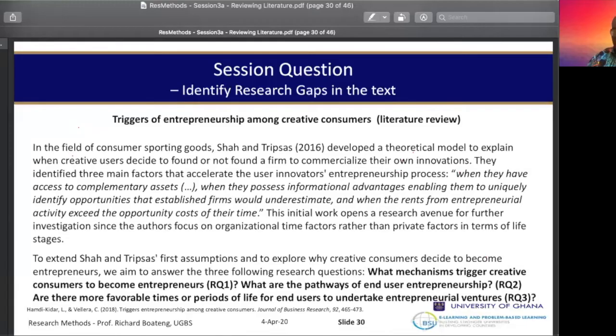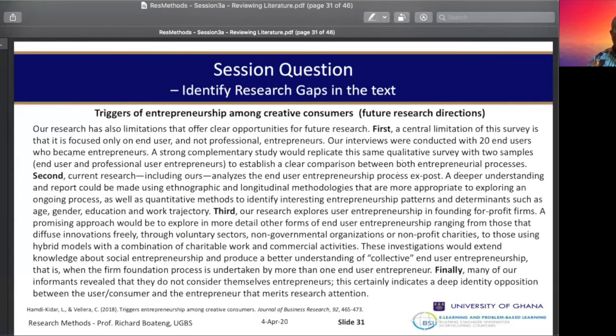So for a while, we'll take a break. So let's look at the last part. That's the future research direction. He said our research also has limitations. At the end of the paper, the person pointed out some gaps that offer opportunity for future research.